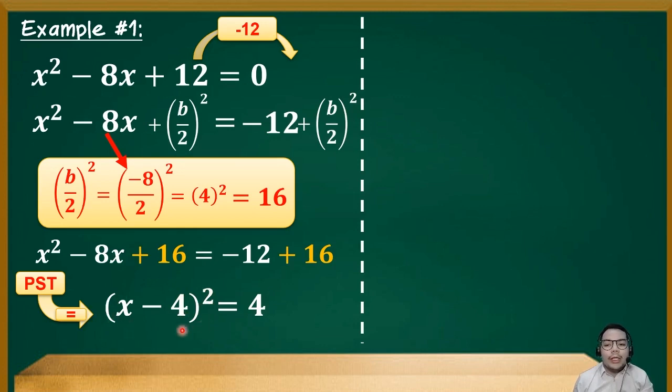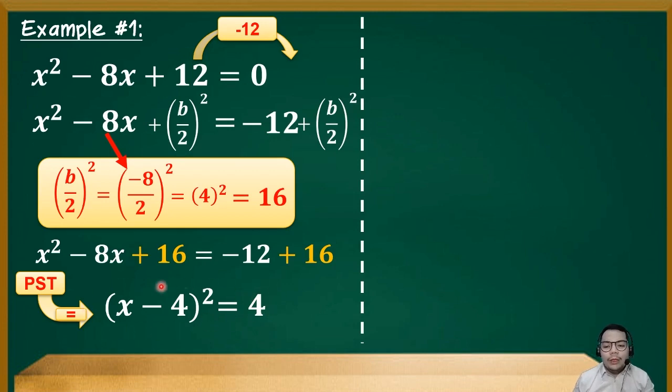If you don't understand this part, please kindly go back to the first part of the video, wherein we have the recall in transforming your perfect square trinomial into a square of binomial. And then simplifying negative 12 plus 16 will be equal to positive 4.